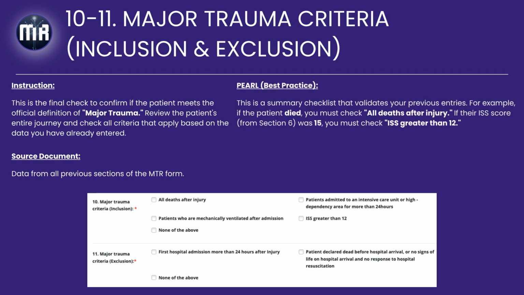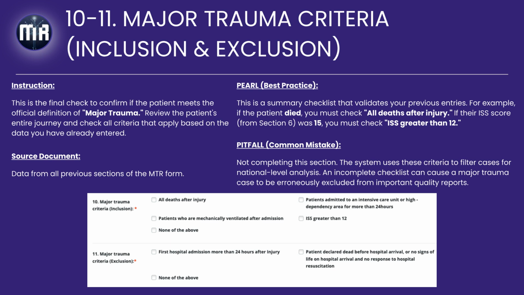The pearl here is to treat this as a summary checklist that validates your previous entries. For example, if the patient died, you must check all deaths after injury. If their ISS score from section 6 was 15, you must check ISS greater than 12. The pitfall to avoid is not completing this section. The system uses these criteria to filter cases for national-level analysis. An incomplete checklist can cause a major trauma case to be erroneously excluded from important quality reports.